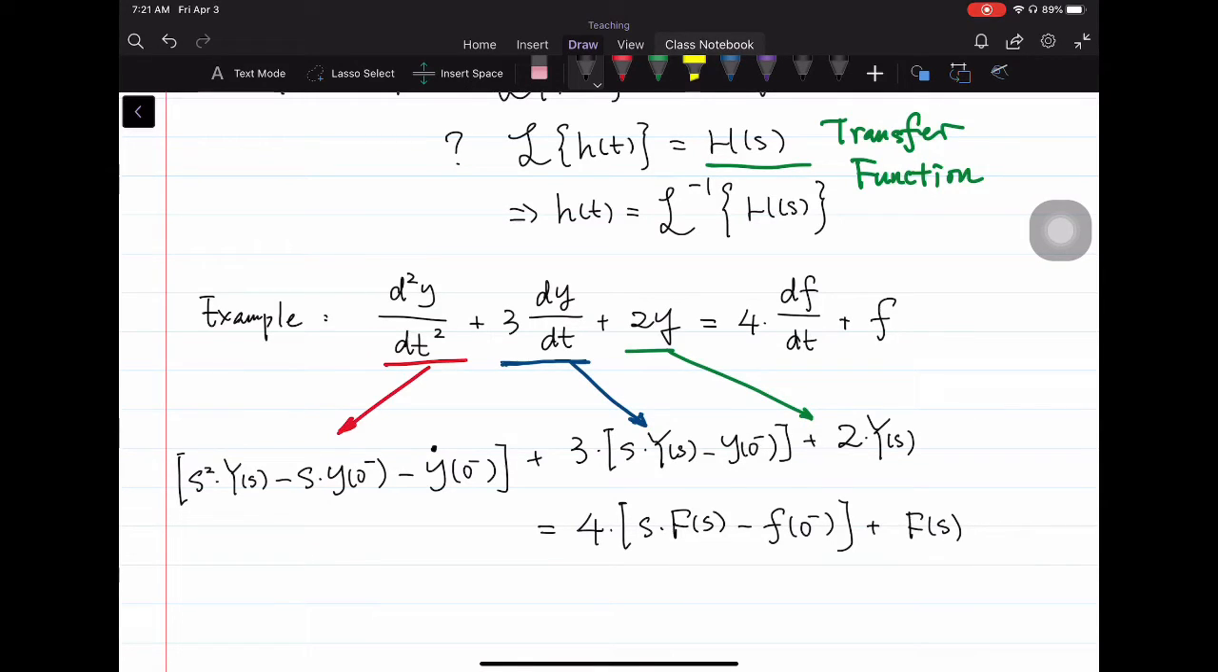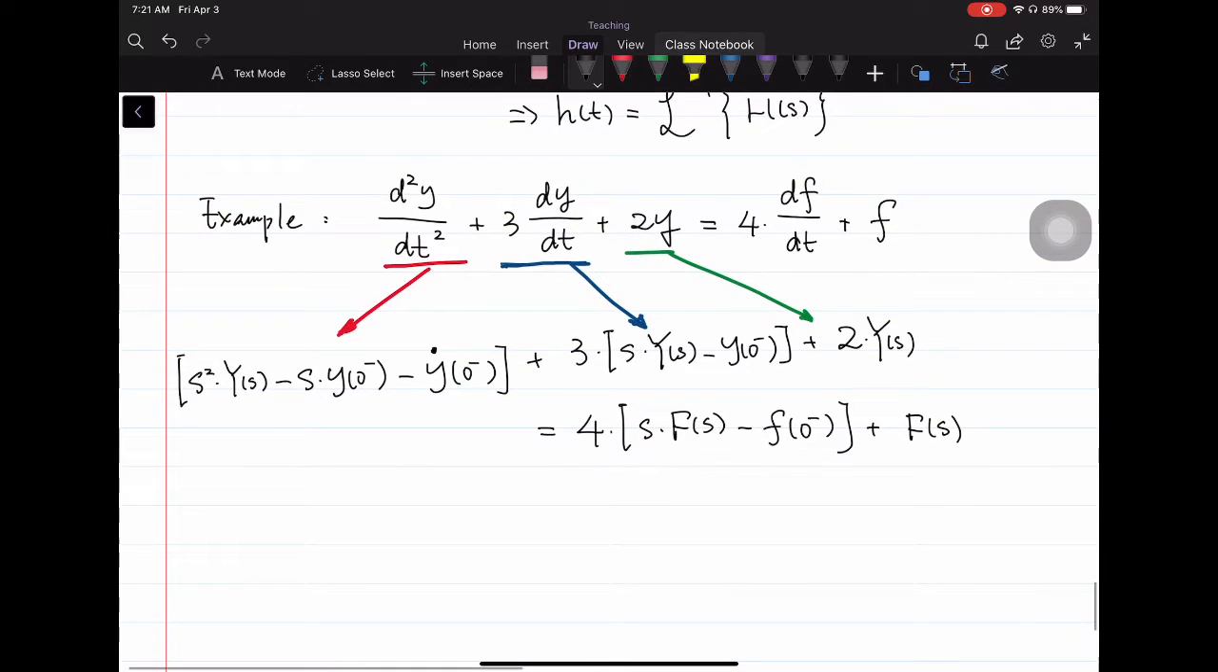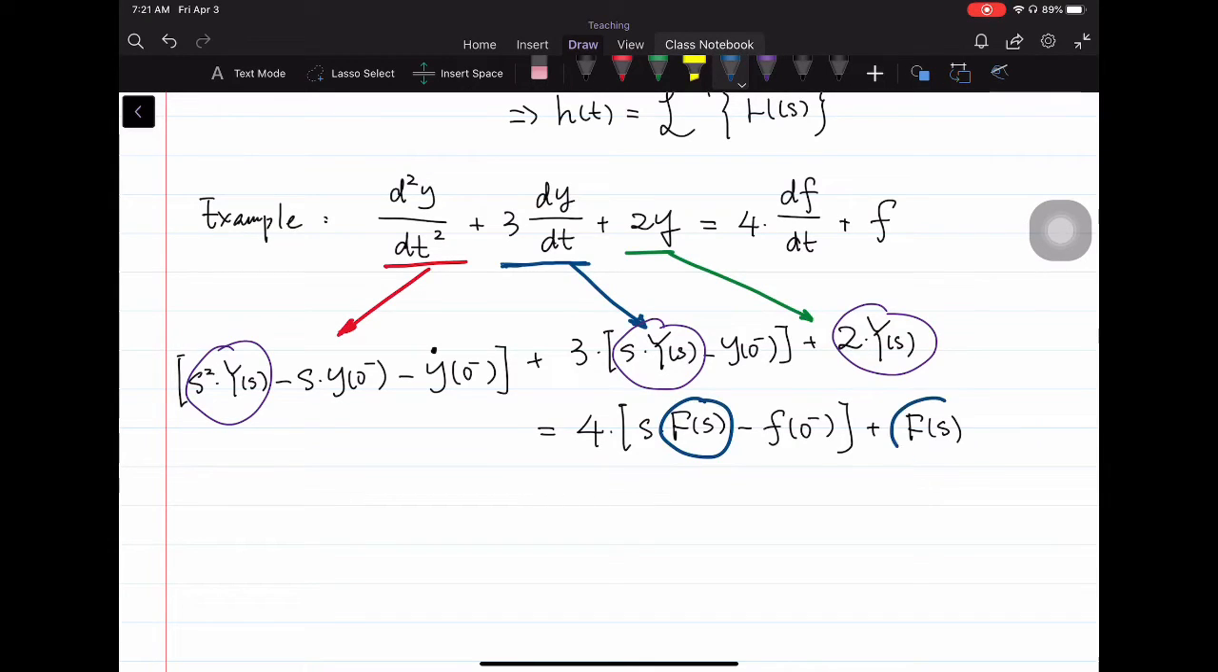And now let's organize the terms. On the left-hand side, let's look at all the terms that have Y(s) involved: 1, 2, and 3. On the right-hand side, let's also look at all the terms that have f involved, 1 and 2.